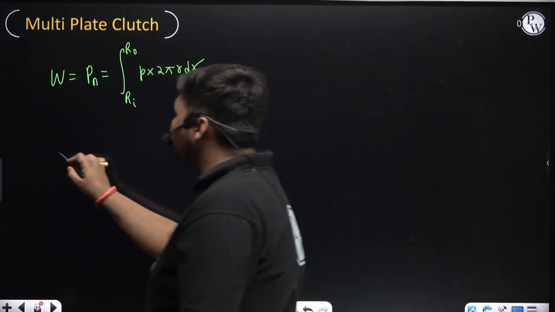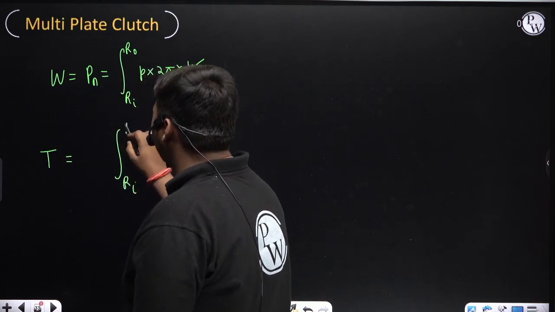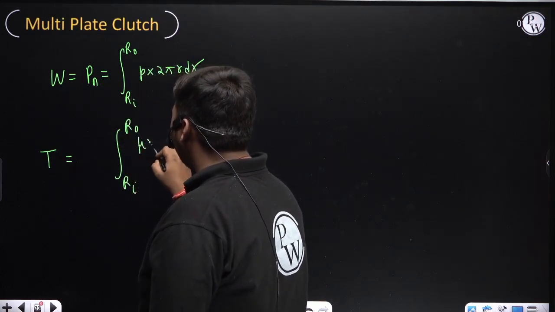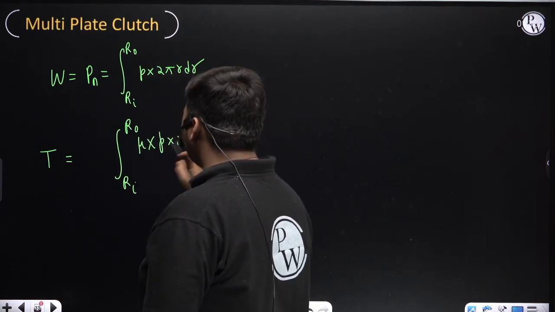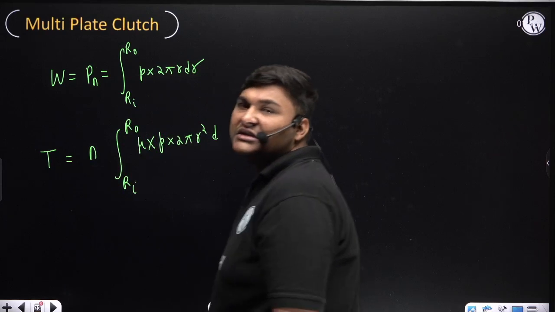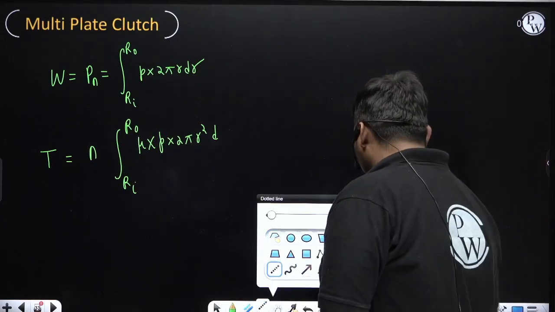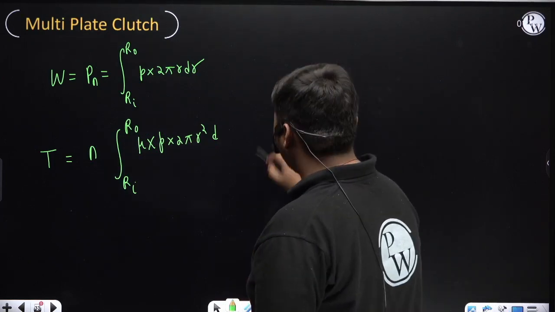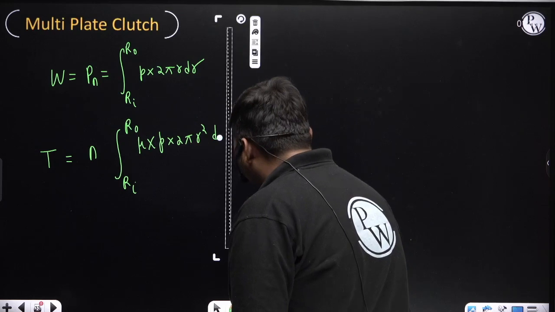Now, what will be the expression of torque transmitted? First, calculate the torque transmitted by one pair of contacting surfaces, which is the integration from Ri to R0 of mu into P into 2 pi R square dr, and multiply this term by the number of pairs of contacting surfaces. Similarly, if you summarize this result for the uniform pressure and uniform wear theory.